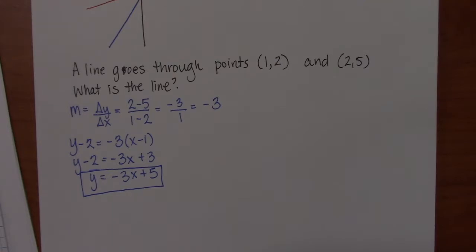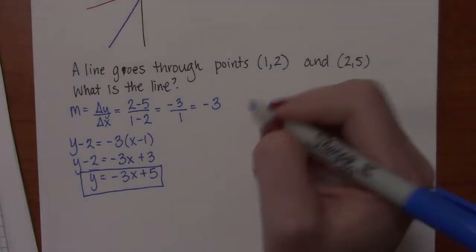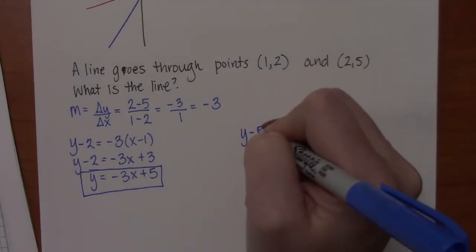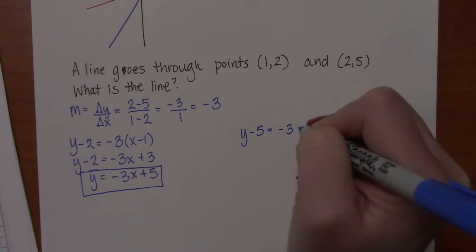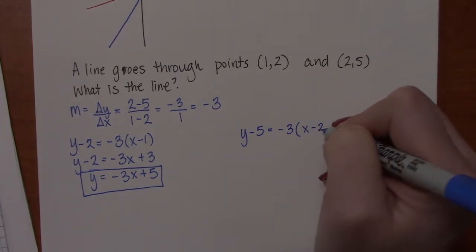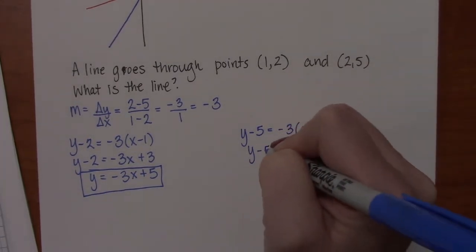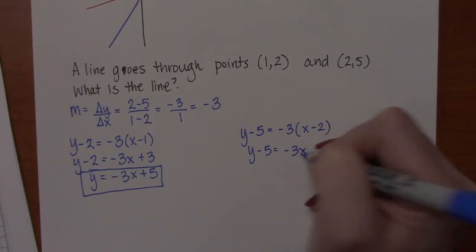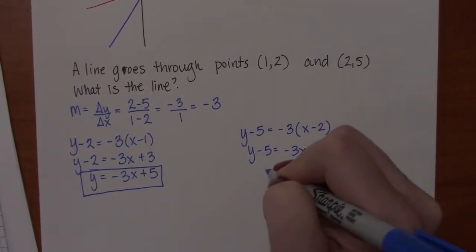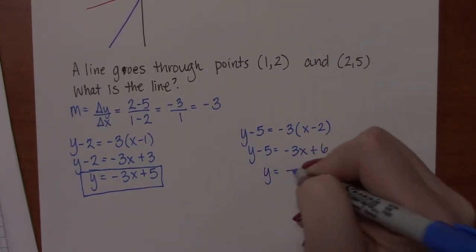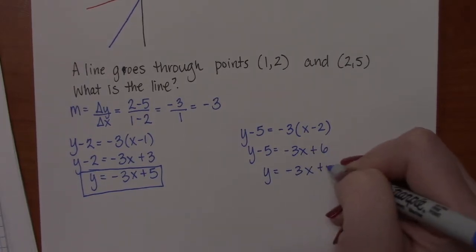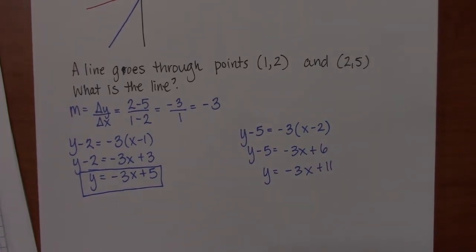Very sleepy. All right. So that's our first line. Well, if we do this calculation again using the second point, we'd say y minus 5 equals -3 times x minus 2. So y minus 5 is -3x plus 6. And y would equal -3x, I'm getting plus 11. I should not be getting that. I should be getting the same answer.